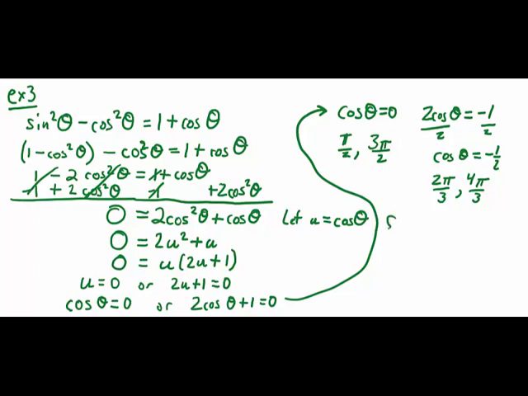And so therefore we are going to list from small to large. Pi over 2 is the first one, then 2 pi over 3 in the second quadrant, 4 pi over 3 in the third quadrant, and then finally we get to 3 pi over 2 in between the third and the fourth quadrant.